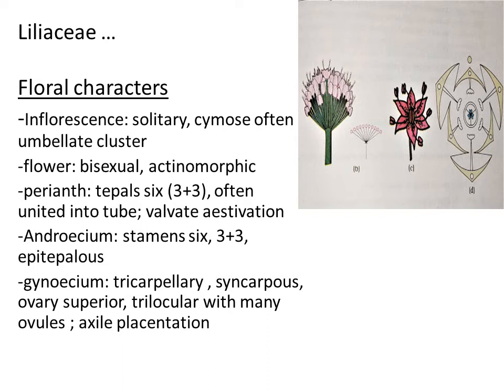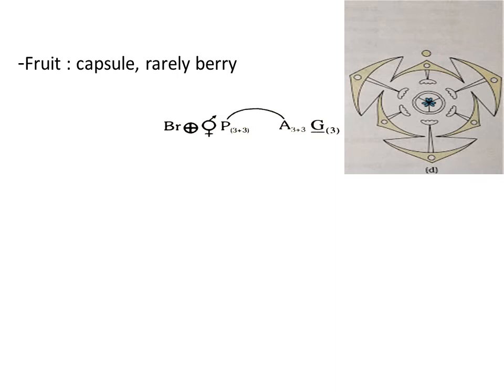And how does the formation of fruit take place? So we know that fruit is a resultant product of fertilization. So after fertilization, ovary develops into a fruit, right? The kind of fruit formation seen in the Liliaceae family is capsule. And in some of the plants we can see the formation of berry also. So there are 2 types of fruit formation seen in different members of the Liliaceae family. So most of the members show the formation of capsule.